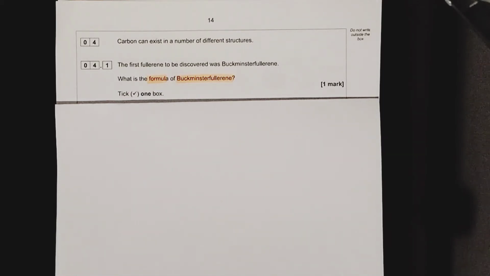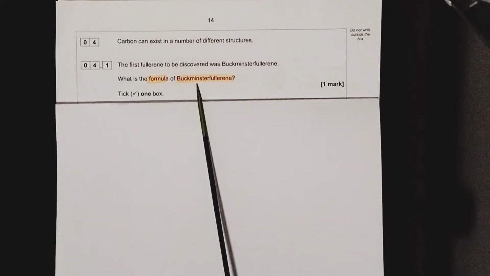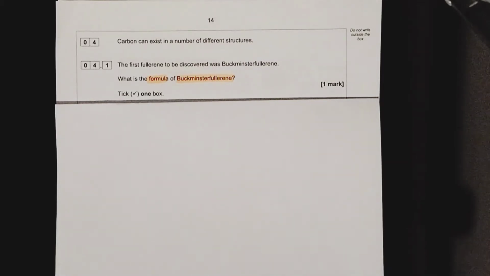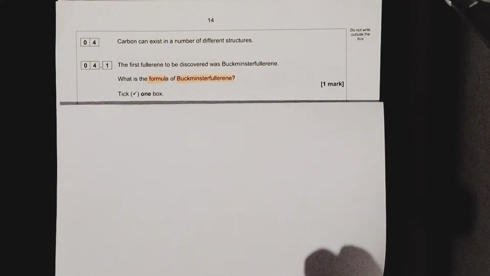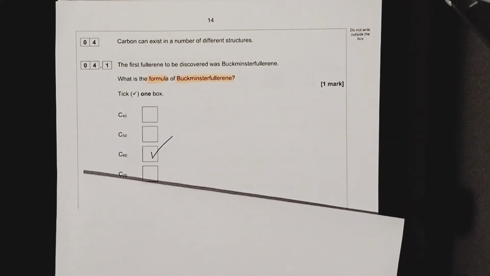And the first part of the question says, what is the formula of the fullerene Buckminster fullerene? There's only one possible formula for a buckyball or Buckminster fullerene, which is C60. So the correct answer there would be C60.